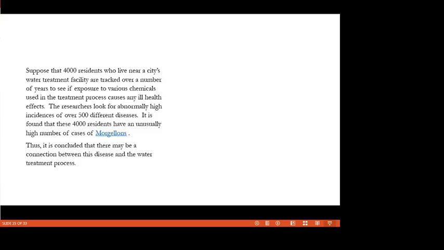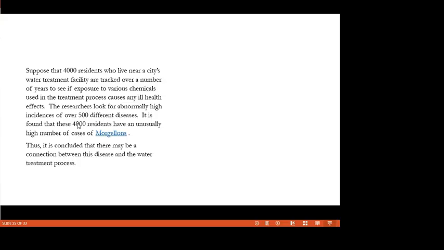One other example, and this is a term that's not in the book, but I think it's fairly important: suppose we've got a number of people who live near a water treatment facility, and suppose the city wants to conduct a study to see if exposure to whatever chemicals they use in the treatment process causes any health problems. So in this problem, let's say we're going to have an army of researchers tracking these 4,000 people for life, and they're going to look at 500 different diseases that these people could possibly contract.